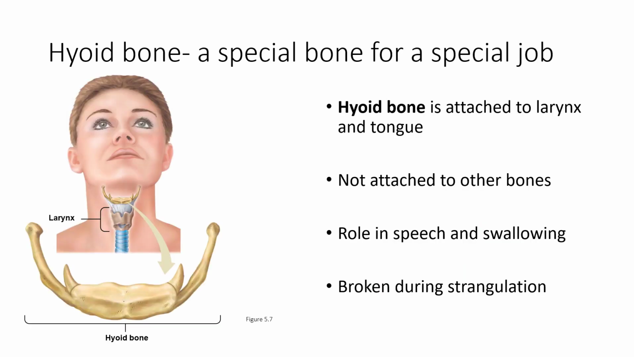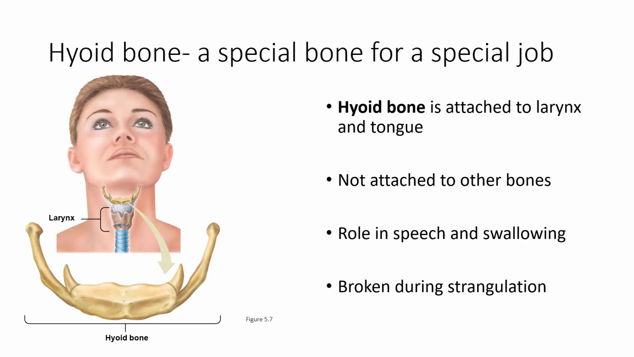The hyoid bone is a special bone for a special job. This is something of interest, although not specifically part of the axial skeleton. It's not really part of the appendicular either for where we're covering it, so we're just looking at it separately here. It's attached to the larynx and tongue, and very specially, it's not attached to other bones. It has a role in speech, helping move the muscles around the larynx, and also has a role in swallowing. Interestingly, it's made of 3 different parts that do not always fuse in all individuals, meaning you may have a hyoid bone that is in actually several different parts.